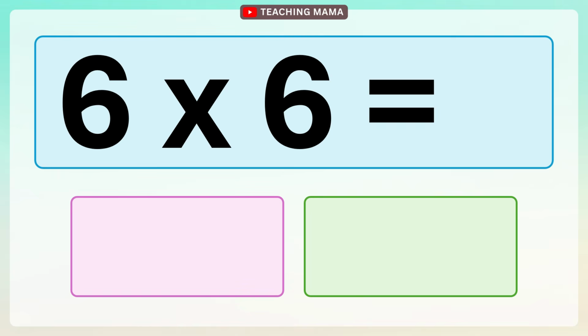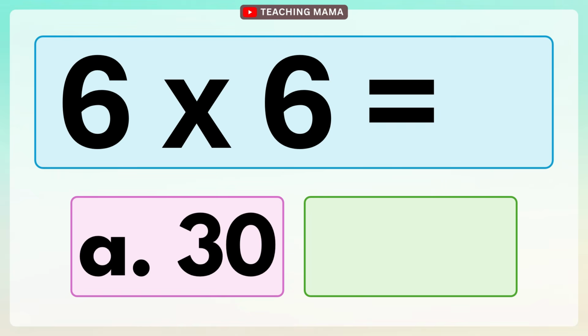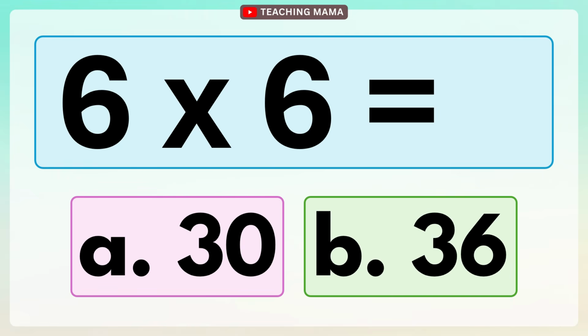Six times 6 equals A. 30. B. 36. What is the answer? B. 36.